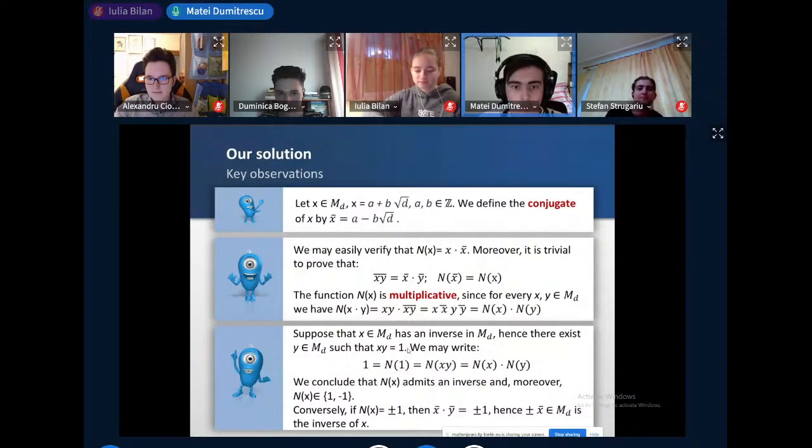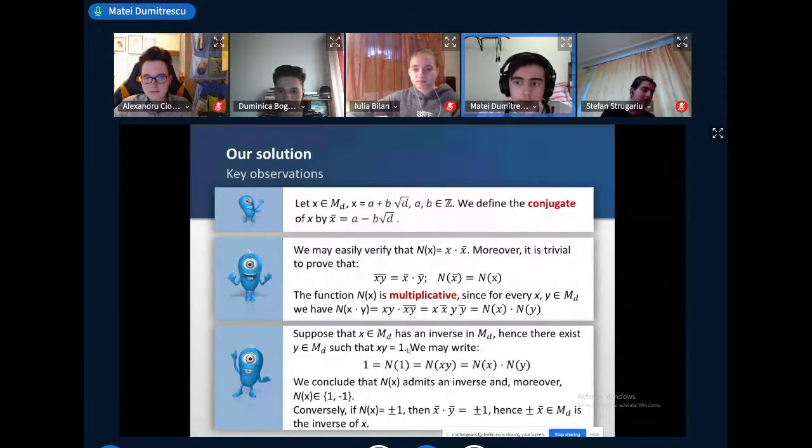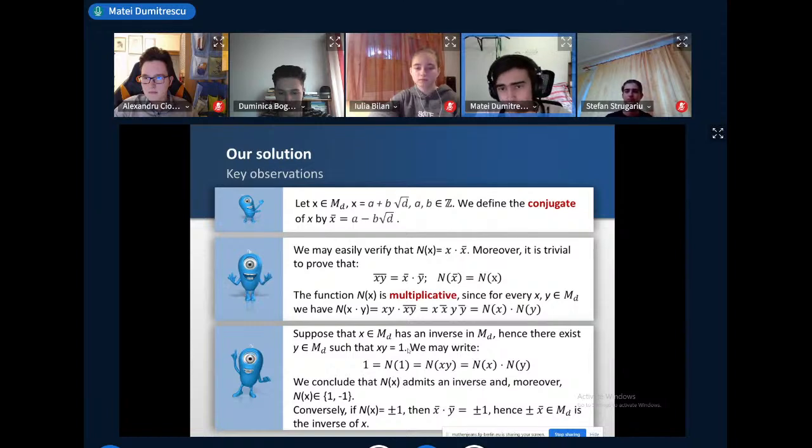Let x be an element of M of d. x is equal to a plus b times the square root of d, where a and b are integers. We define the conjugate of x as a minus b times the square root of d. We may easily verify that the norm of x is equal to x times the conjugate of x. Moreover, it is trivial to prove that the conjugate of xy is equal to the conjugate of x times the conjugate of y, and the norm of the conjugate of x is equal to the norm of x. The norm function is multiplicative, since for every x and y belonging to M of d, we have that the norm of xy is equal to the norm of x times the norm of y.